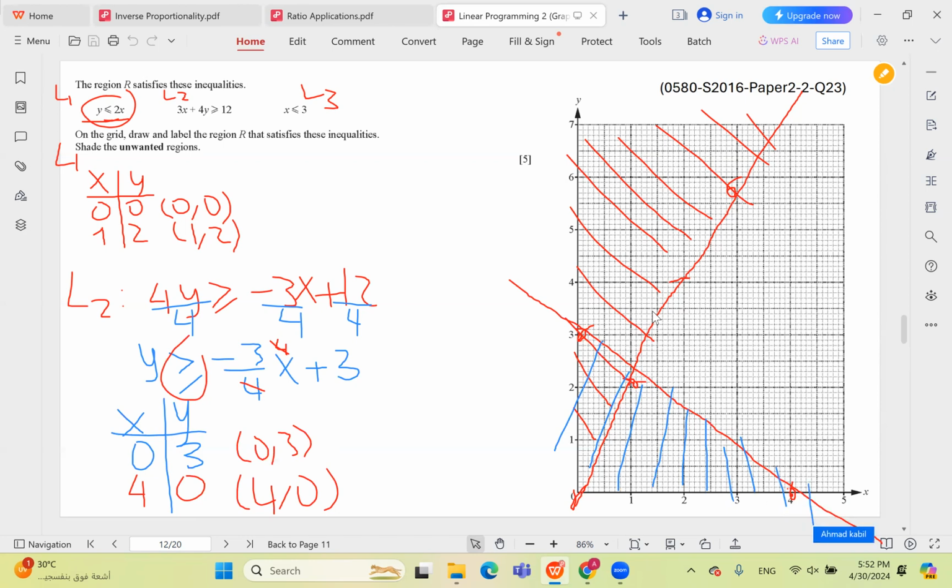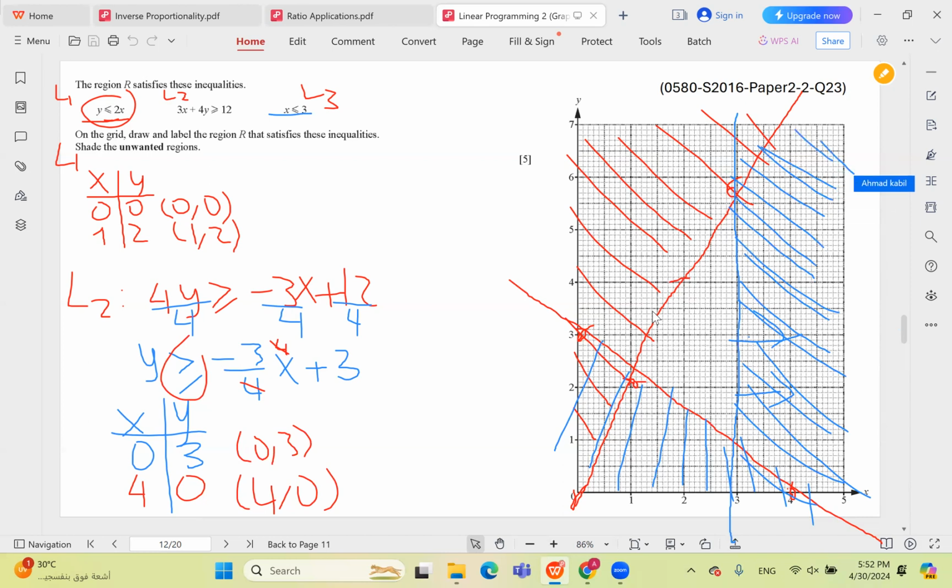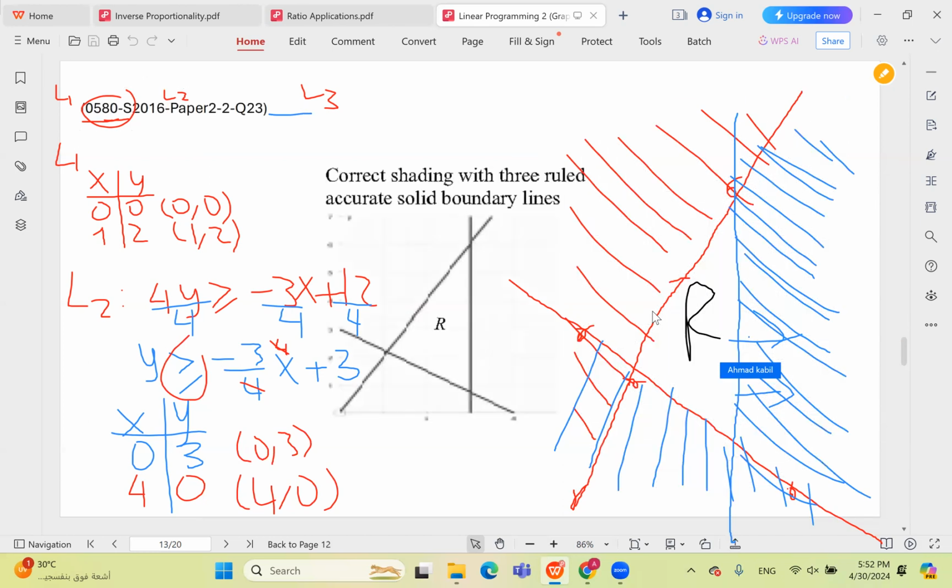Finally, we have x is less than or equal to 3. This is quite simple. You just draw a vertical line at 3. You want to be less than, so let's shade everything that is greater than. So all of this as well is out. Therefore, this is our region R. And this is the correct region.